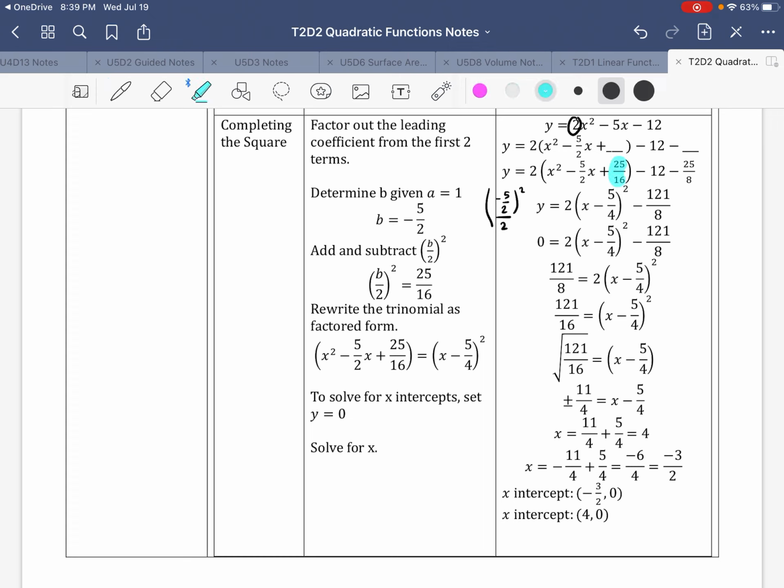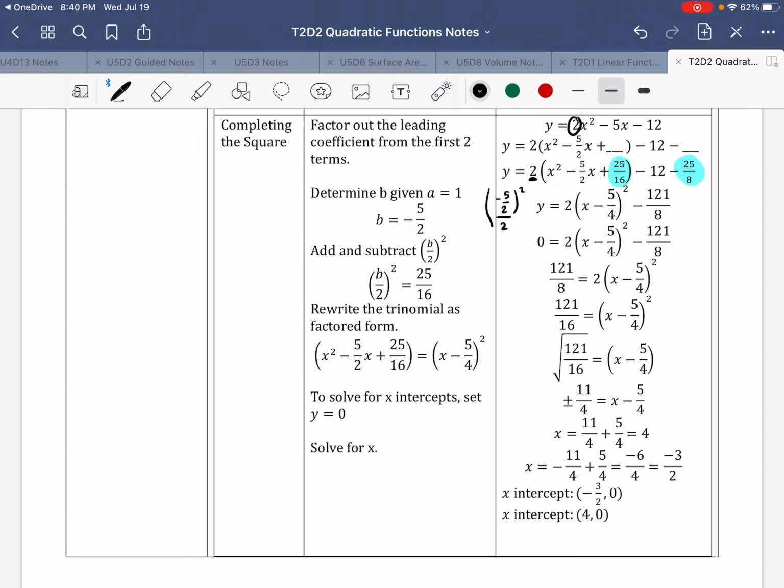Now what you'll notice is that I have a 25/16 here, but I have a 25 over 8 here. The reason that is twice as large is because we have this 2. In order to account for that 2 having been factored out, when we add it inside there, and to subtract the same amount, we need to multiply it by 2, that leading coefficient that we originally factored out, and then subtract that same amount. So again, our equation is equivalent.